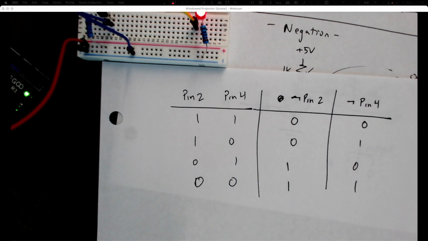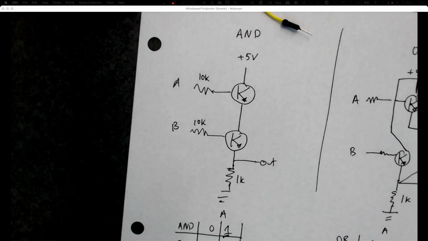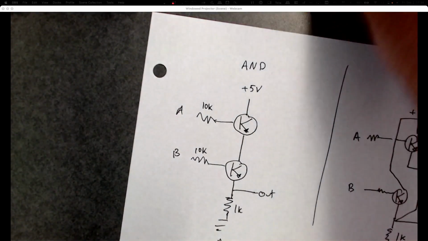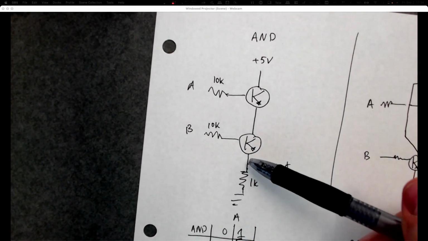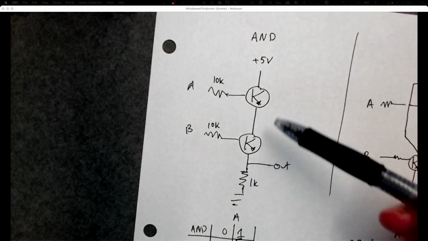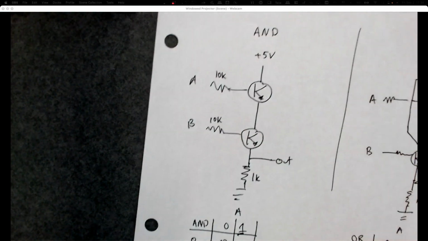So that's good. Okay. And now what we're going to do is basically combine this idea of inversion with the AND gate. Okay. So let me come back up to my diagram for the AND gate. Okay? So what I can do is, if I basically move this 1K and the output up to the top instead of the bottom, then I can make it do the opposite of an AND gate.